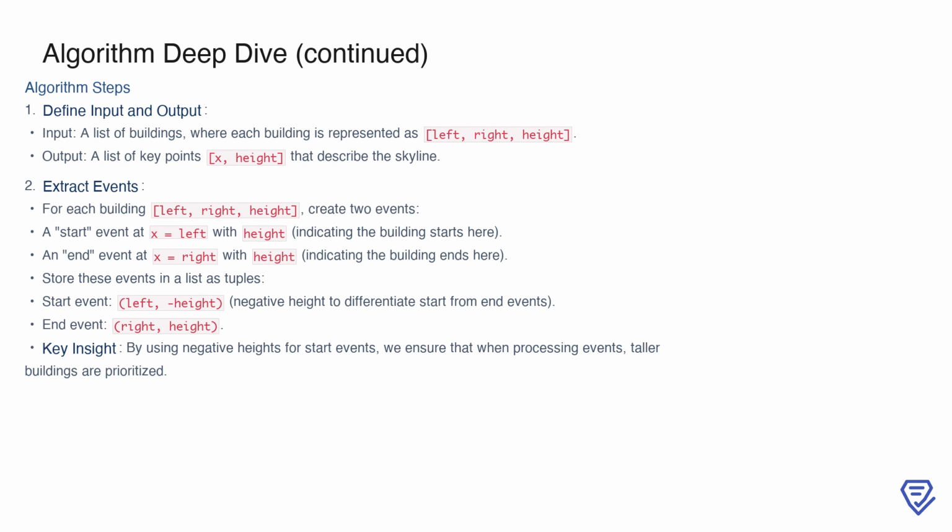To differentiate between start and end events, we store start events as (left, -height). Using a negative height ensures that start events are prioritized over end events when processing. End events are stored as (right, height). This approach allows us to distinguish between the two types of events and ensures that taller buildings are processed first, which is crucial for correctly determining the skyline.